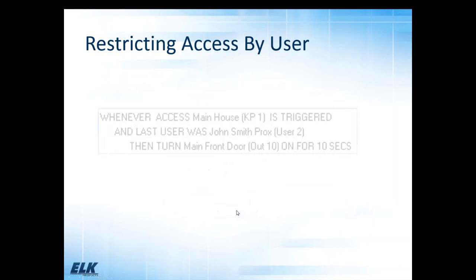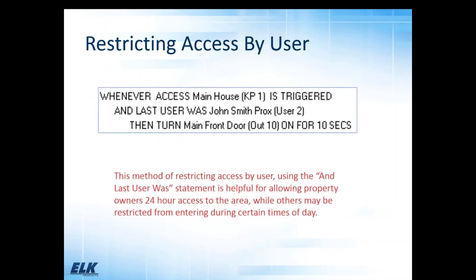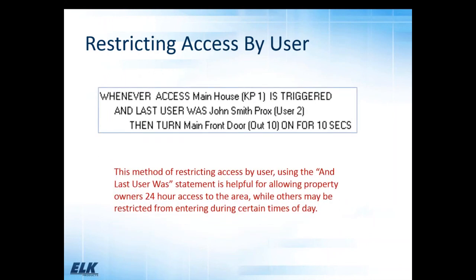Now let's say, for instance, we want to be a little bit more restrictive in who has access to this area. So once again, we create our access rule. Whenever access on the keypad number 1 is triggered, we want to be specific. So we have our conditioning and statement, and last user was John Smith, user 2, then turn output 10 on for 10 seconds. So this method is restricting that particular user so that he has 24-hour access, while the others may not, depending on how you have your other rules configured.